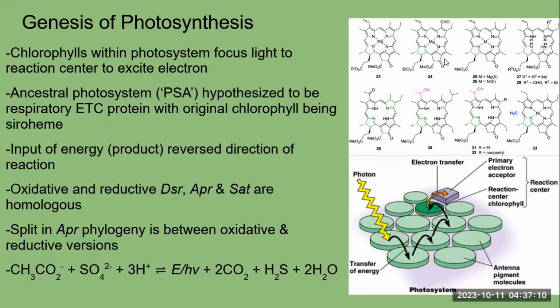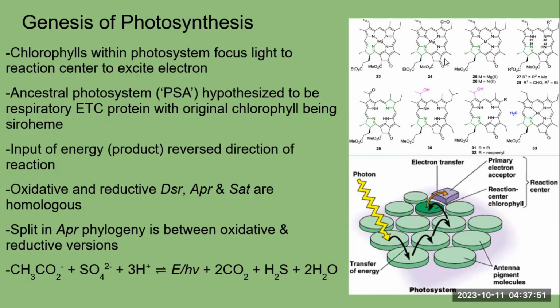But how did photosynthesis itself come into being? Photosynthetic organisms harness light energy using large protein complexes known as photosystems embedded in the membrane. This is accomplished by metal porphyrin complexes in the photosystem known as chlorophylls, which absorb light and use it to excite electrons in the reaction center, which then flow down the electron transport chain. The progenitor to the first photosystem, which we'll call PSA, is hypothesized to have been a membrane protein which was part of a respiratory electron transport chain, while the chlorophylls were once siroheme that facilitated electron transfer.